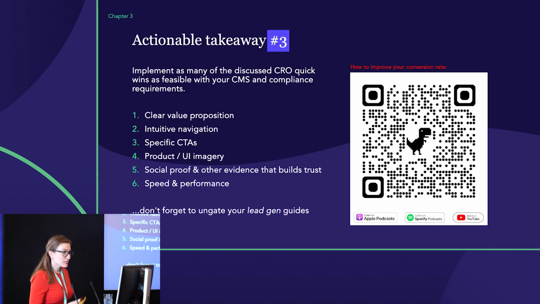So, the key takeaways from this little exercise. We would welcome you to implement as many of the discussed quick conversion rate optimization suggestions as feasible within your CMS and, of course, within your compliance requirements. And here is just a quick recap of what they were. Clear value proposition, intuitive navigation, specific CTAs, use of product and UI imagery, social proof and other evidence that supports your stance, and, of course, speed and performance.